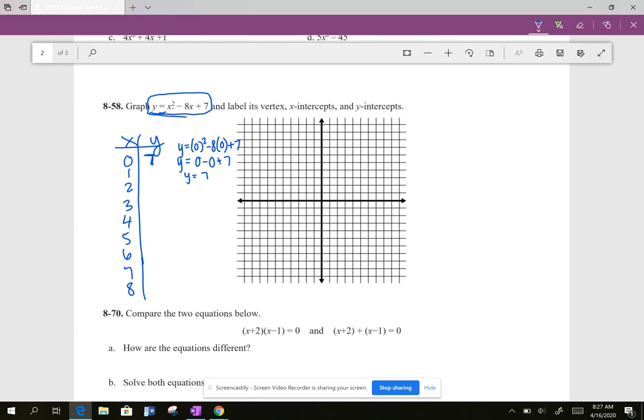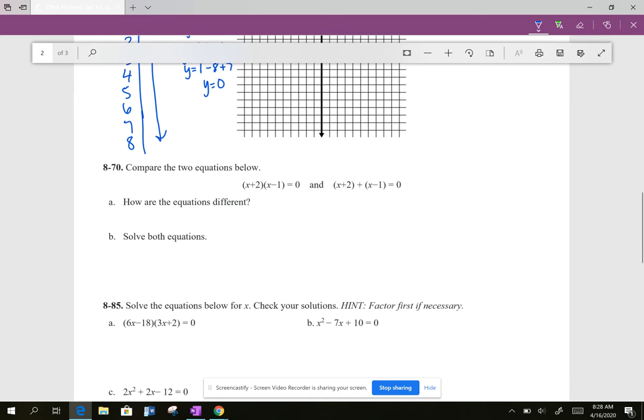Okay, you can do the same thing for 1. Y equals, again, we're plugging in these x values for x in the original equation. 1 squared minus 8 times 1 plus 7. 1 minus 8 is negative 7. Negative 7 plus 7 is 0. Okay, so fill out the rest of the table. Draw your parabola. Label the x-intercepts, the y-intercept, the vertex. Use the points that you get from the table to graph. Okay, let's see.